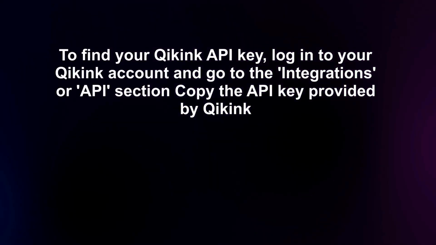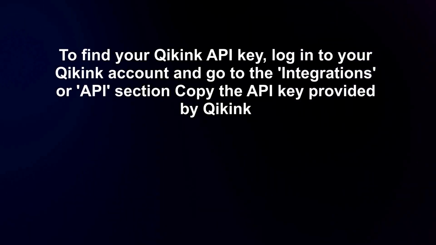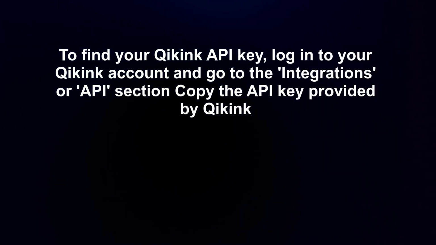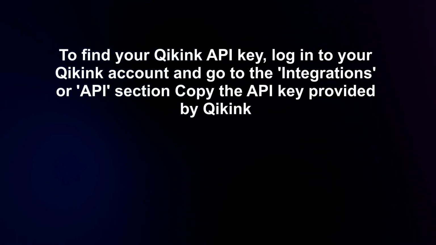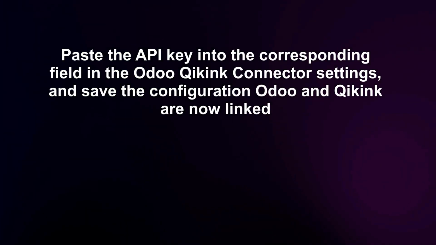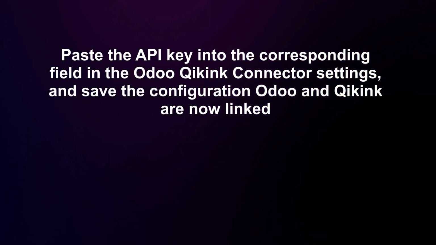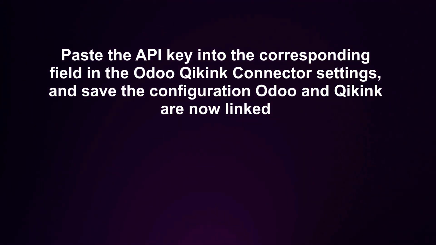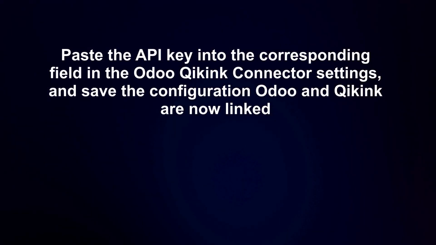To find your Qikink API key, log into your Qikink account and go to the Integrations or API section. Copy the API key provided by Qikink. Paste the API key into the corresponding field in the Odoo Qikink connector settings, and save the configuration. Odoo and Qikink are now linked.